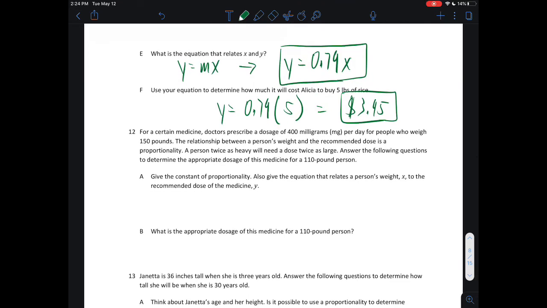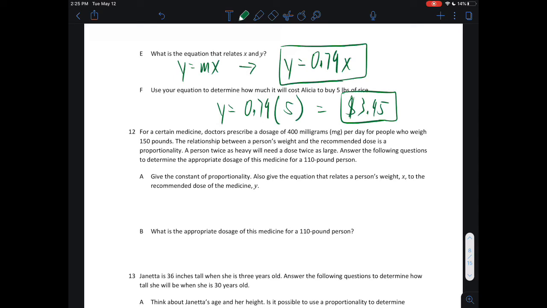Number 12. For a certain medicine, doctors prescribe a dosage of 400 milligrams, mg, per day for people who weigh 150 pounds. The relationship between a person's weight and the recommended dose is a proportionality. A person twice as heavy will need a dose twice as large. Answer the following questions to determine the appropriate dosage of this medicine for a 110-pound person.